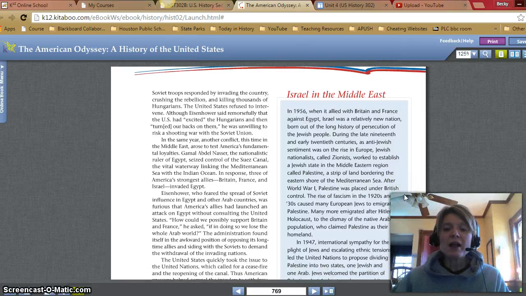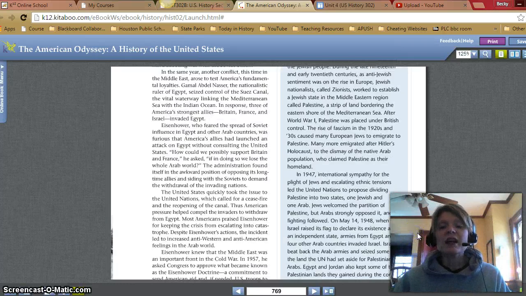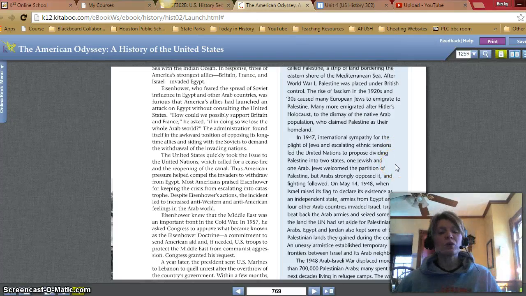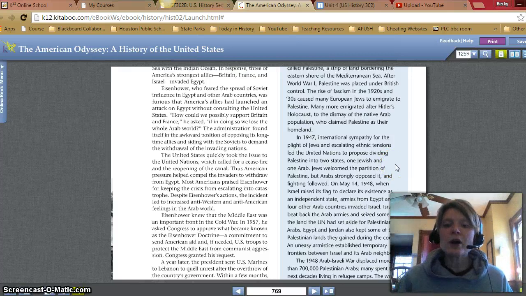After World War I, Palestine was placed under British control. The rise of fascism in the 20s and 30s caused many European Jews to emigrate to Palestine. More and more emigrated after Hitler's Holocaust, to the dismay of the native Arab population who claimed Palestine as their homeland. In 1947, international sympathy for the plight of Jews and escalating ethnic tensions led the United Nations to propose dividing Palestine into two states, one Jewish and one Arab. Jews welcomed the partition of Palestine, but Arabs strongly opposed it, and fighting followed.